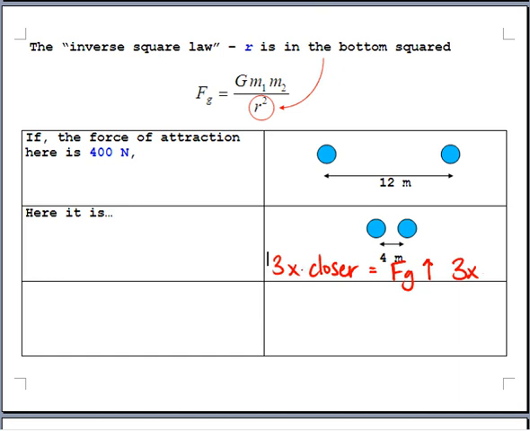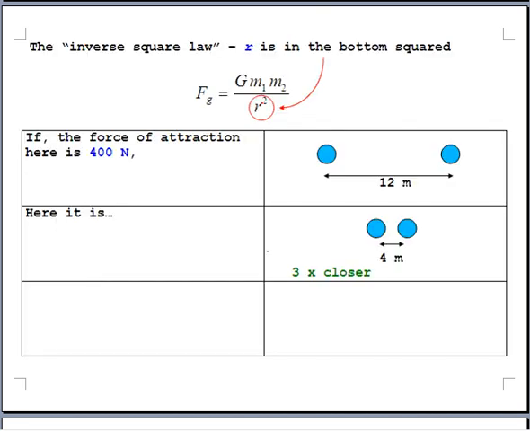If we make these objects 3 times closer, because we're squaring that difference in our equation, we're not actually increasing the force of gravity only by a factor of 3. We actually increase the force of gravity by a factor of 3 squared. So the trick with these questions is figure out how many times closer you've made the object, or it could be further away. Figure out how many times closer or further away it's become, and square that number.